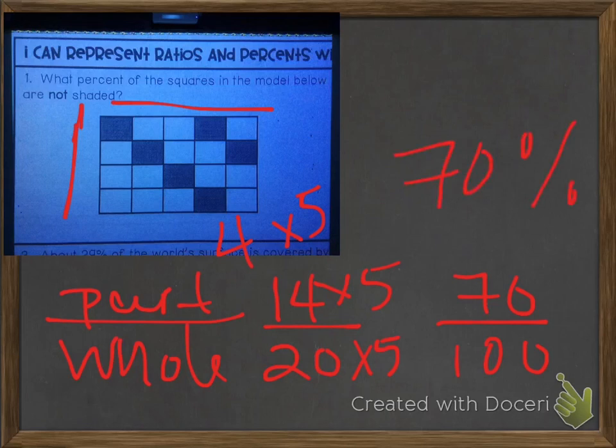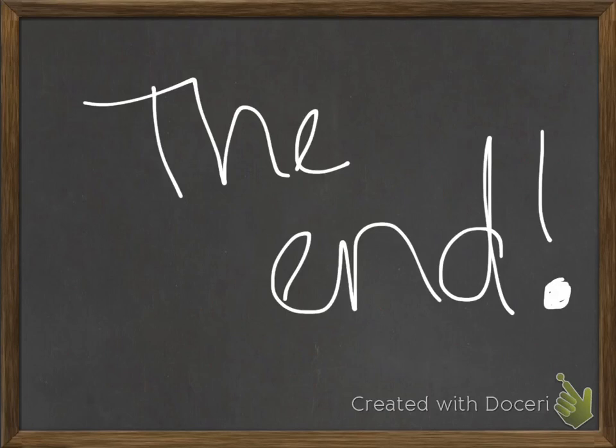Remember, anything over 100 can always be put into a percent by the top number. You just put the top number, slap a percent sign on it. I hope everybody has a good time with this and be looking out for the next video.